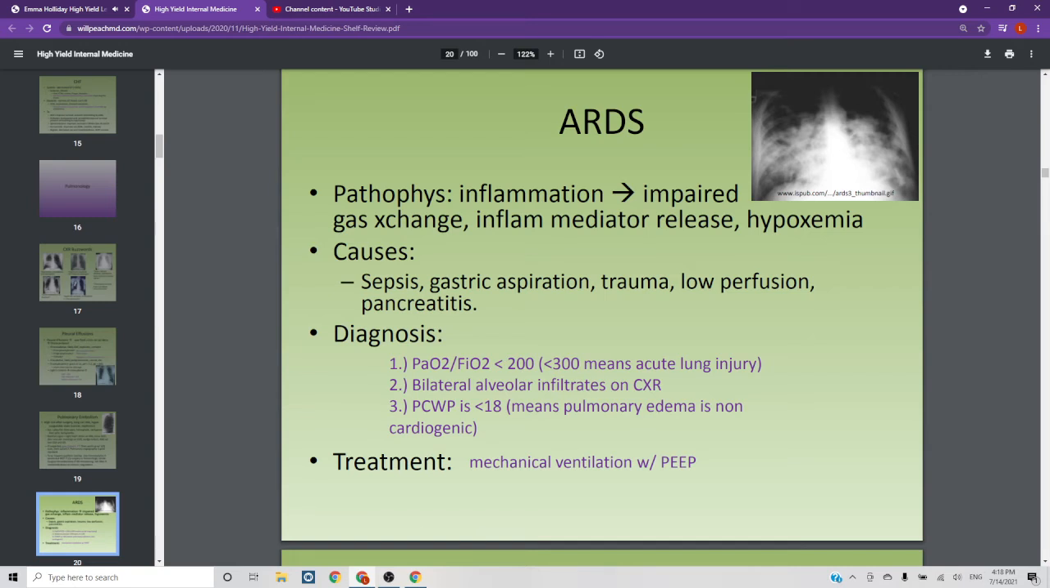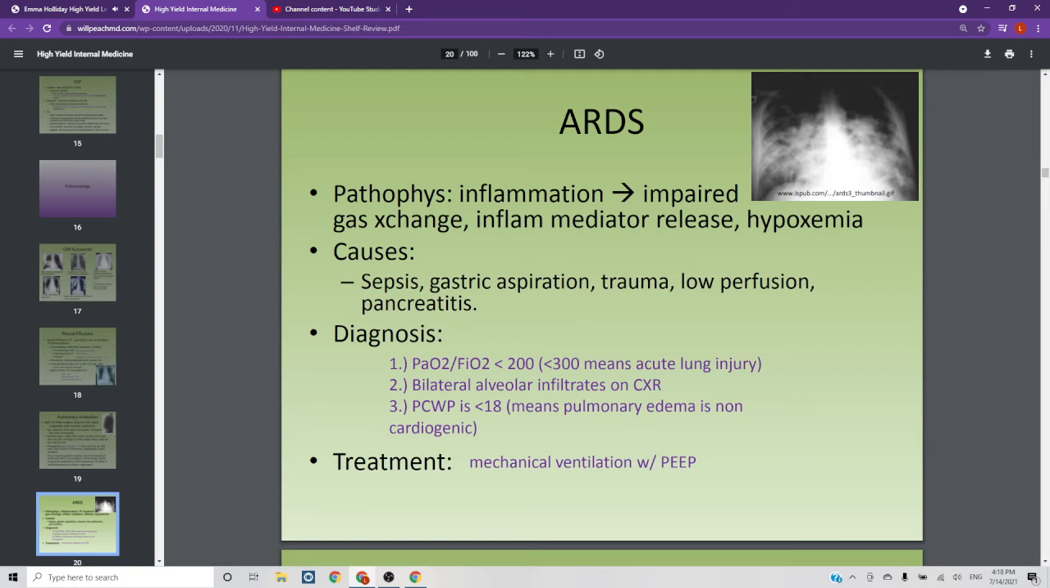The second criteria is a radiographic criteria, the x-ray that I showed you. And the third one is pulmonary capillary wedge pressure less than 18. So what is this one about? This is ruling out cardiac causes of pulmonary edema. So this third criteria proves that the pulmonary edema is from the problem with oxygenation and not with a problem of forward blood flow.